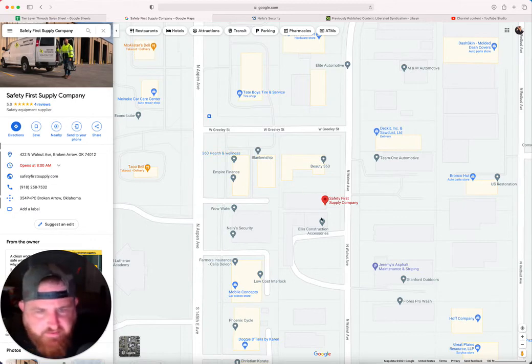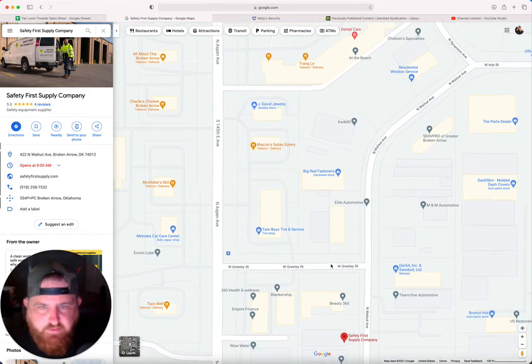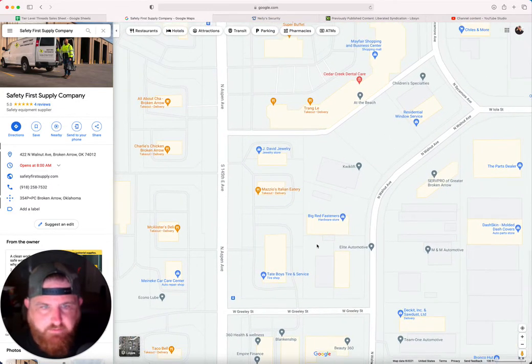So I think I did this one yesterday. So I'm going to keep moving down this road. Yeah, Big Red Fasteners. We did that one. I think we did Elite Automotive. So we're going to kind of keep going this way.